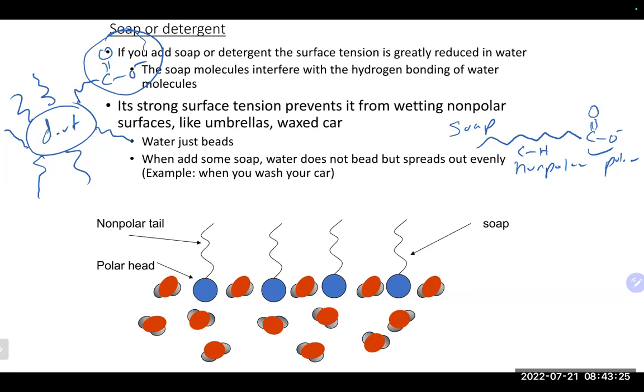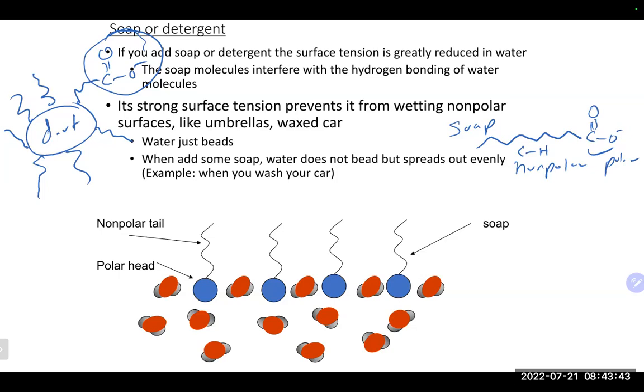So if you have a car, especially if you wax your car a lot, when you put water on it, it basically kind of bubbles, right? It makes little bubbles and stuff like that. The water really doesn't spread out, which is why usually when you wash your car, you wet it first, and then you take some soapy water, right? And you do that, and it allows everything to kind of spread out.